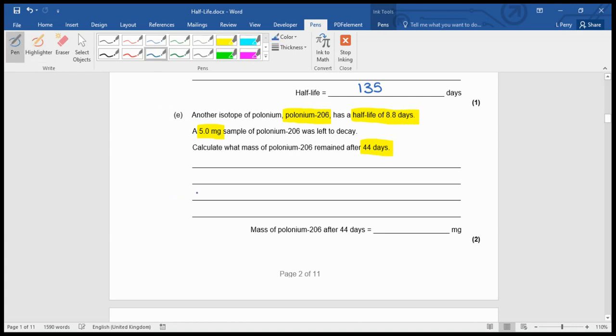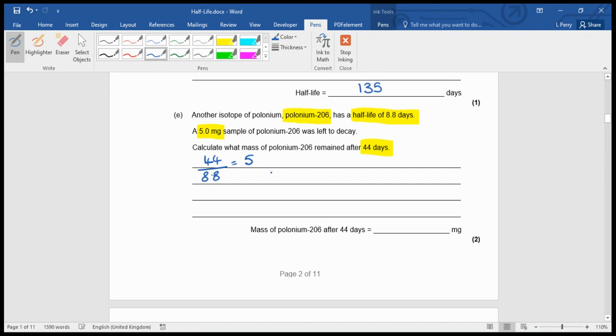So I'm being asked to work out how much is left after 44 days when we had 5, and every 8.8 days it halves. So if it halves every 8.8 days, how many times is it going to halve in 44 days? So I need to know how many times 8.8 days fits into 44 days. I'm going to do 44 days divided by 8.8 days to find out how many times it is going to halve. On my calculator, 44 divided by 8.8 is 5. It is going to halve 5 times, because every 8.8 days it halves.